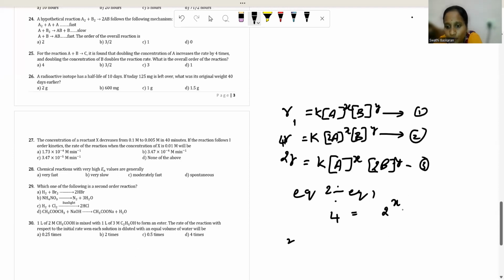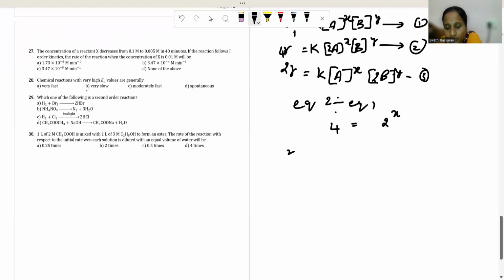Hence this 4 you can convert into 2 power 2. So 2 power 2 is equal to 2 power x, and the x value will become 2.